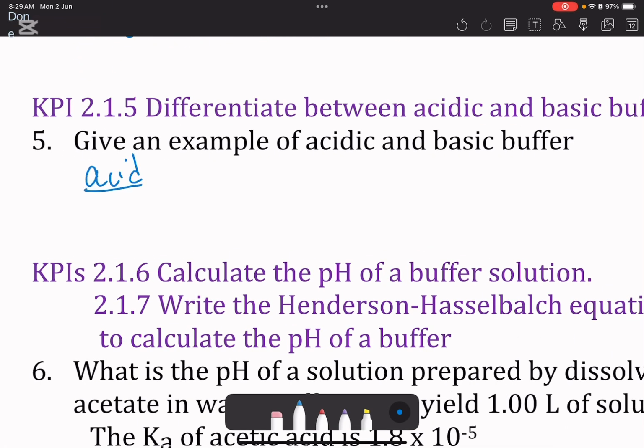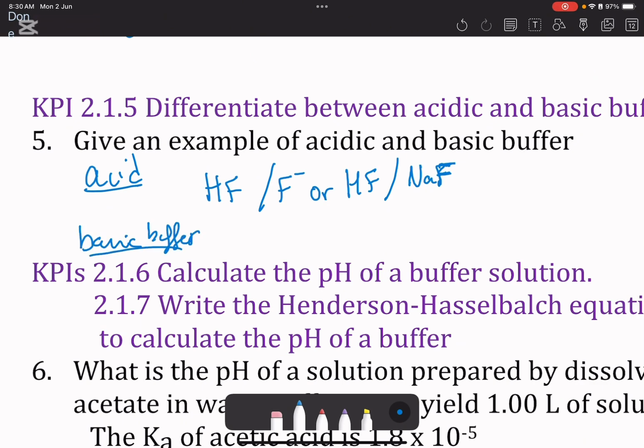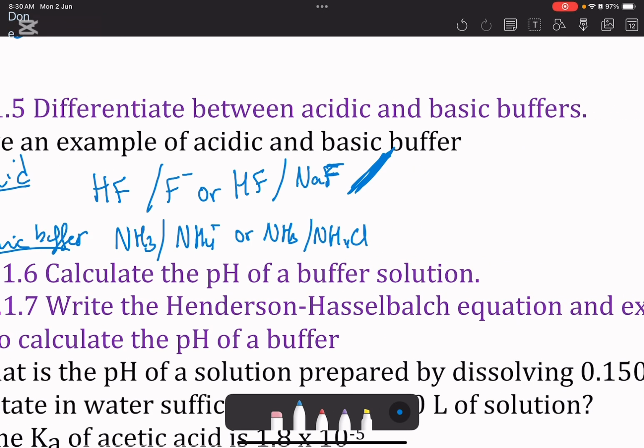For an acidic buffer, the most common example is HF. It's a weak acid with F minus, or you can write it like this: HF with NaF, so that you don't put an ion, you leave F with a counter ion. That's acidic. Now, for a basic buffer, I have NH3 with NH4 plus, or you can say NH3 with NH4Cl, for example. Another well-known example of an acidic buffer is CH3COOH, that's acetic acid, with acetate, CH3COO minus.